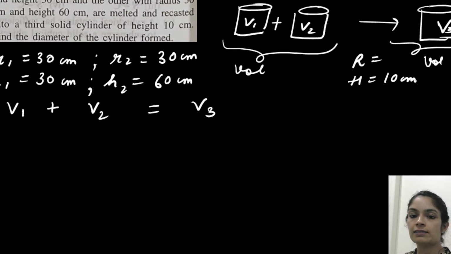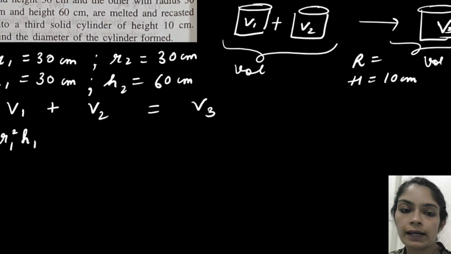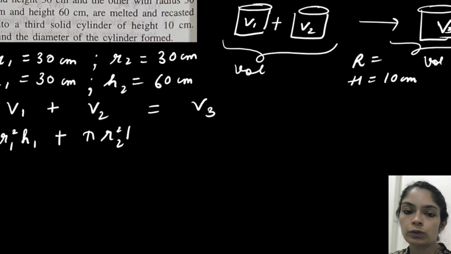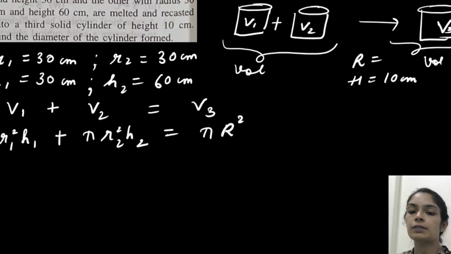Whenever recasting is there, the volume will remain the same. V1 is the volume of the first cylinder. Its formula is pi R1 square H1. I am writing R1 as the radius of the first cylinder just to differentiate them, so you should not get confused. H1 is the height of the first cylinder. Then pi R2 square H2, where R2 and H2 are the radius and height of the second cylinder. Here, pi capital R square capital H, where capital R is the radius and capital H is the height of the cylinder formed.